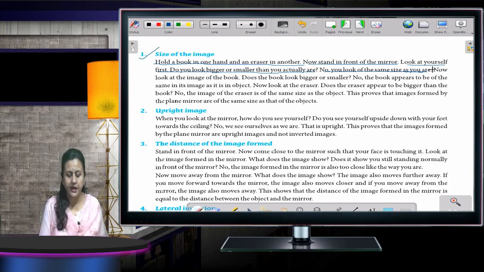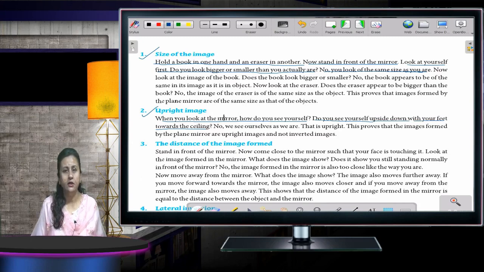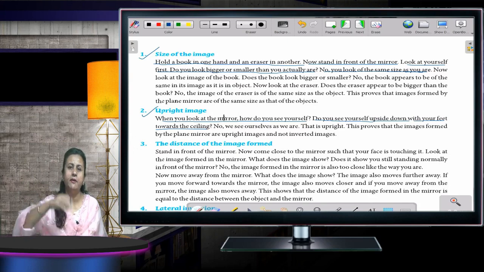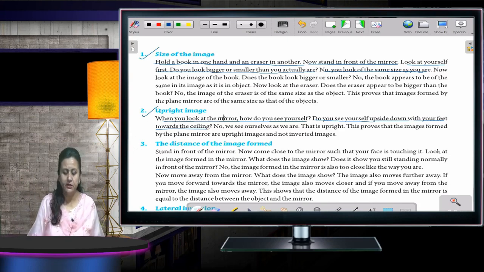Then upright image. When you look at the mirror, how do you see yourself? Do you see yourself upside down with your feet towards the ceiling? No. The way I am standing, I would be able to see myself the same in the mirror. The image won't change. It would not be like my head is down and my feet are up. No. Fine, children.